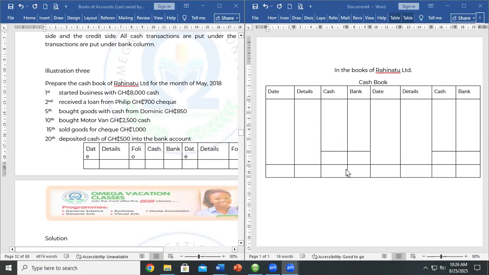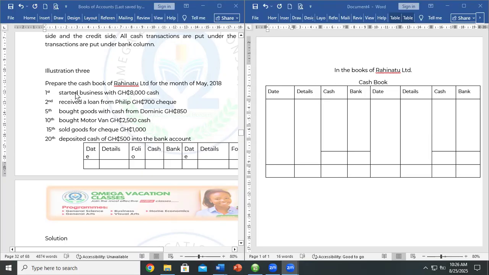Okay, so professors, there you have it. The solution is set here. So we'll read the question and then we'll look at how you record it. So I have set up my Cashbook, as you see here, the debit side and the credit side, right?